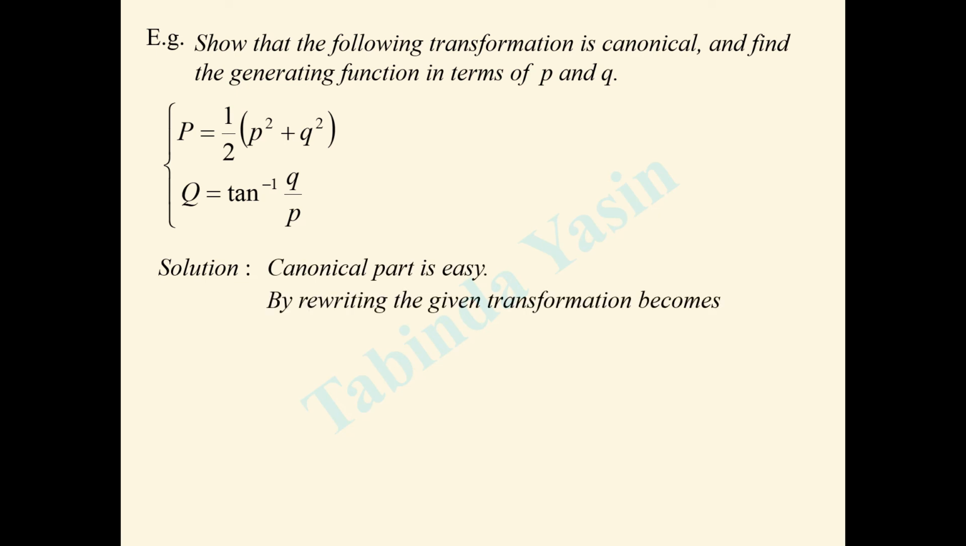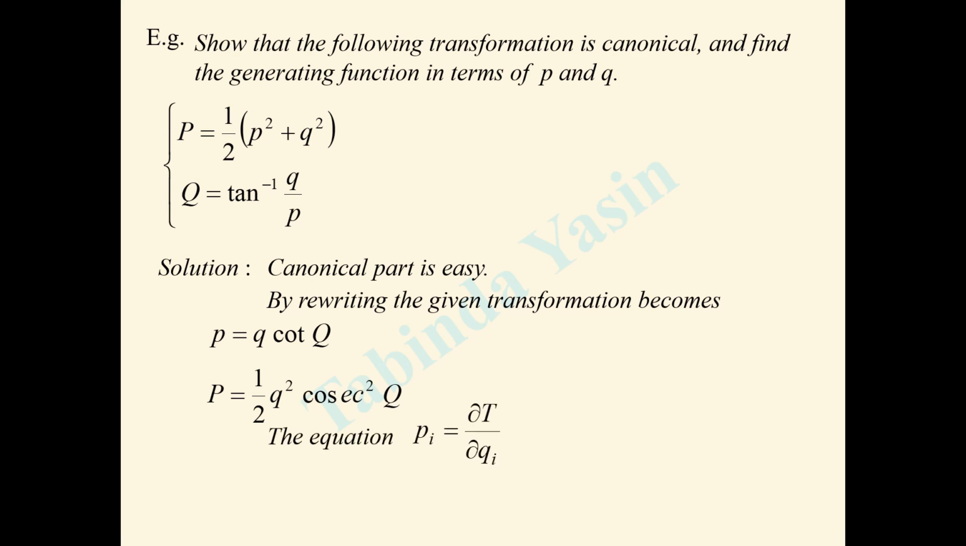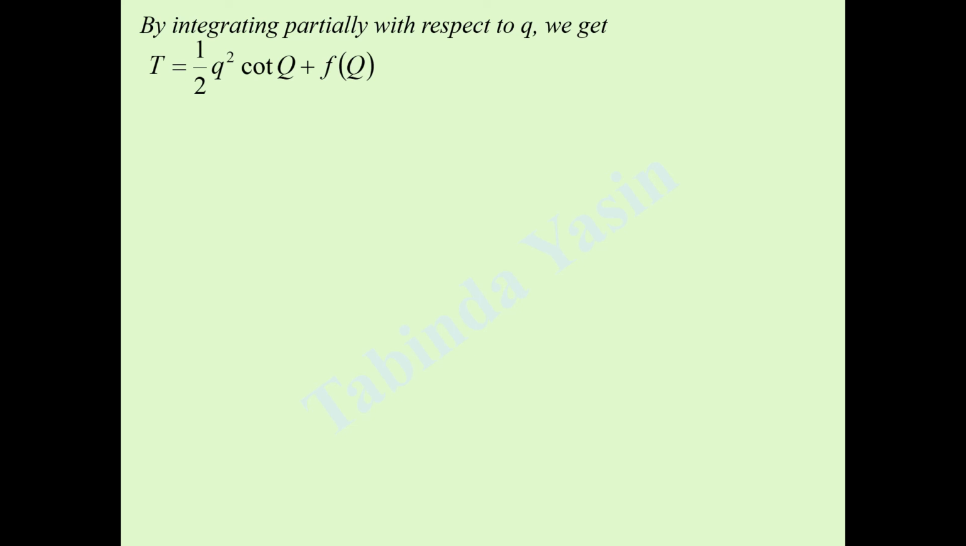By rewriting, the given transformation becomes p is equal to Q cot capital Q, and capital P is equal to 1 by 2 q square cosecant square capital Q. The equation pi is equal to partial T over partial qi becomes partial T over partial q is equal to q cot capital Q. By integrating partially with respect to small q, we get capital T is equal to 1 over 2 q square cot capital Q plus a function f of Q.